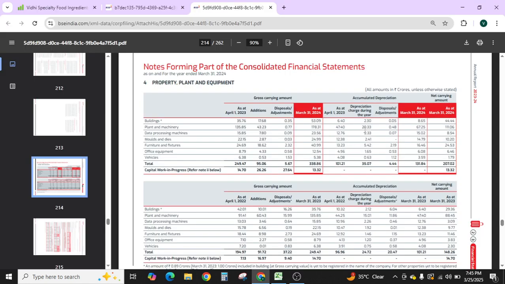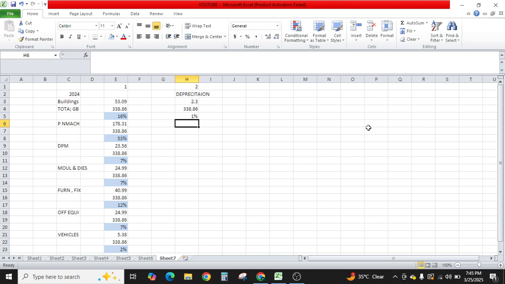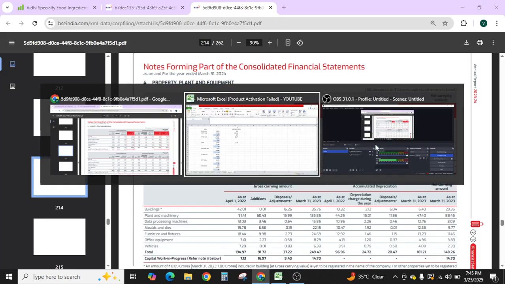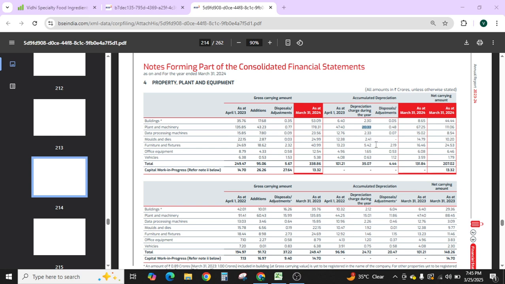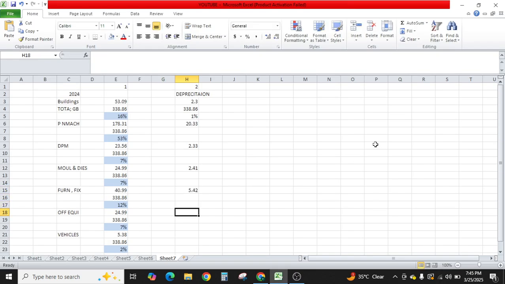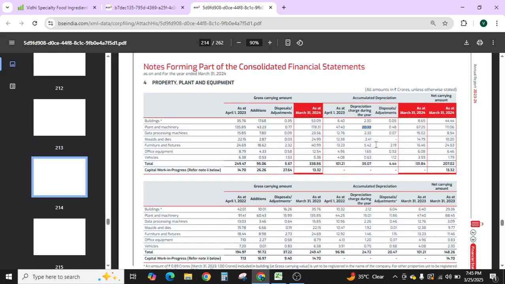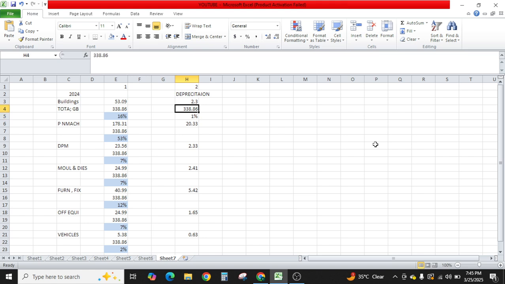What is this for this? If depreciation for the year is 2.33, sorry, 2.33. For mold and dies it is 2.41. For furniture and fixture it is 5.42. For office equipment it is 1.65 and it is 0.63 for vehicles. Yeah. So the same way we can do this for all the line items, all the assets which the company is holding.